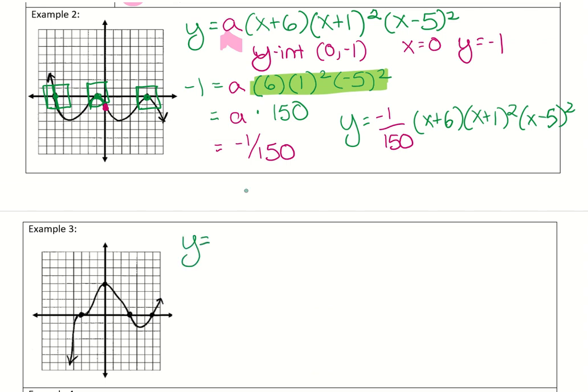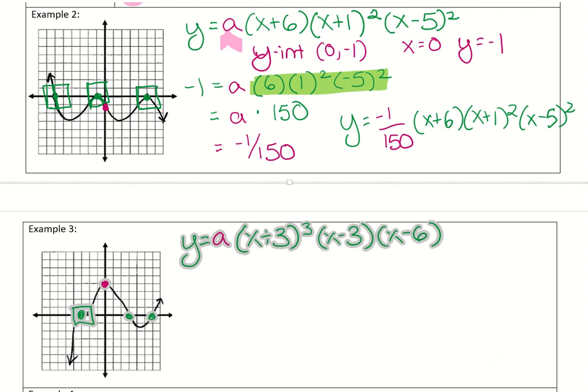So y equals, and then our placeholder a. And then we're going to write our factors. So here we have a factor at -3, so the factor is going to be x plus 3. And since that's cubic, that's to the 3rd power. Then we're going to have a line at 3, so x minus 3, and a line at 6, so x minus 6. So now we need to find our y-intercept, which is the point 0, 4.